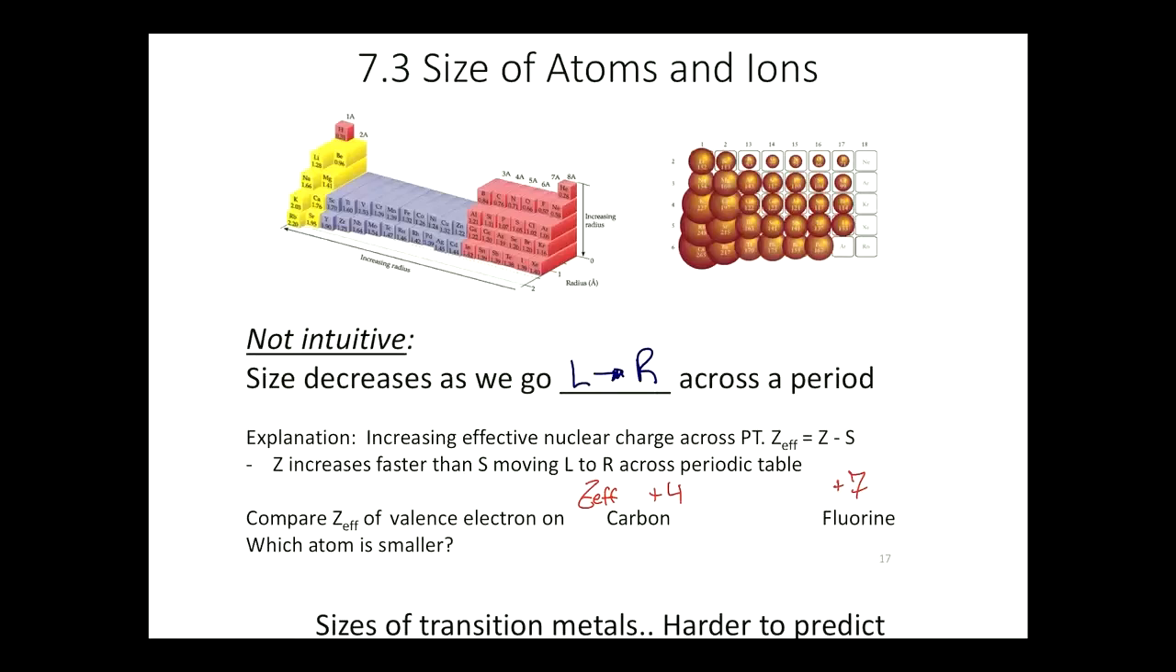+7. All right. So if you are an electron, which is negatively charged, in which scenario, which atom are you more attracted? The fluorine or the carbon? The fluorine. So then which one's smaller? Fluorine, yes, because those electrons are more attracted to the higher Z effective. And so what we see is that fluorine is in fact heavier than carbon, but it is smaller again because of that Z effective.